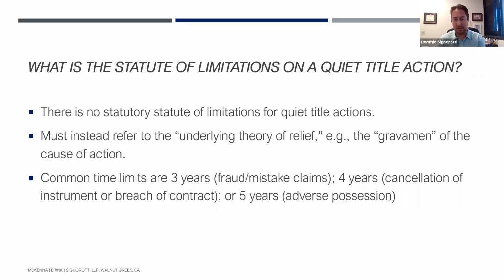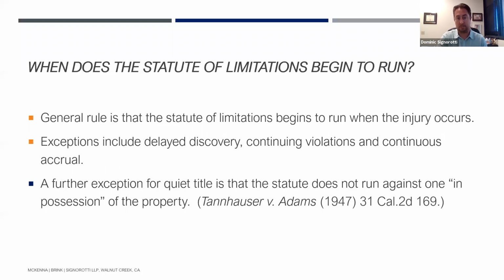So I've put some common statutes here. Generally, if we're talking about a fraud or mistake claim, say you're reforming a deed of trust or a grant deed, you're generally talking 3 years. Cancellation of instruments, you're generally talking 4 years. Breach of contract claims, adverse possession, which is often found in the quiet title context, you're generally talking 5 years. So it's just one of those rules to be aware of, that before you even start the process of figuring out when the statute begins to run, you need to figure out what the statute is.